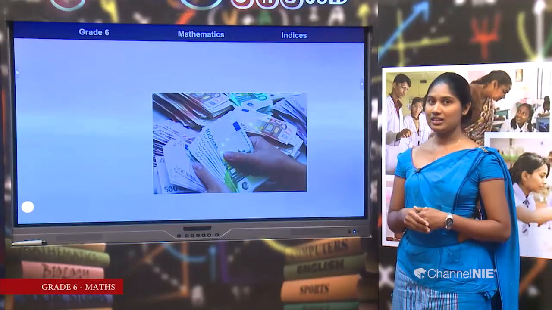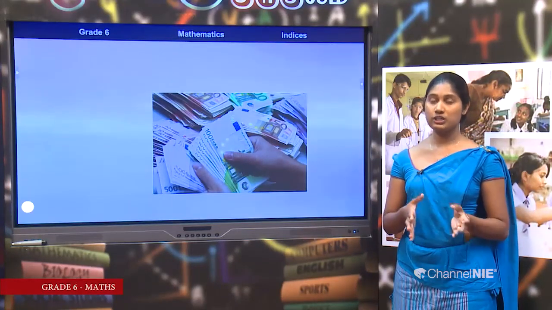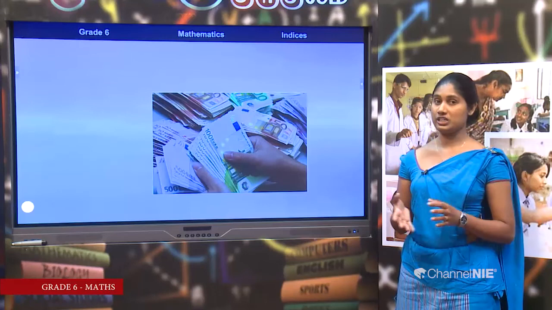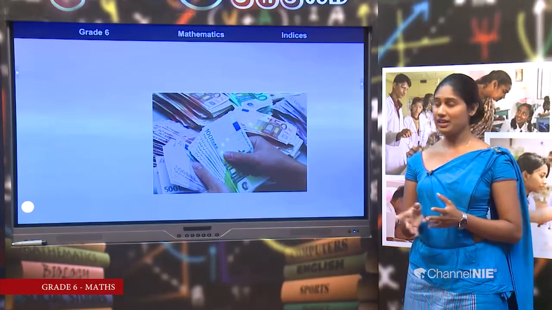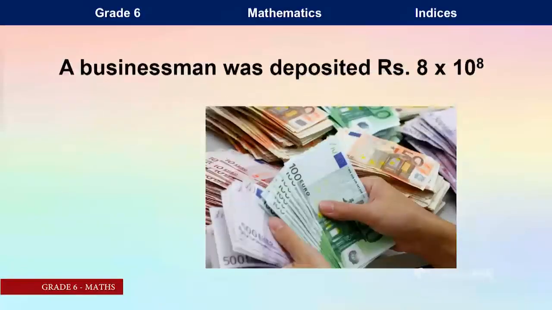Then a businessman was going to deposit his money. That is a very large amount of money. Then we can write this also by using index notation. The businessman deposited, how much? That is 8 into 10 to the power 8 rupees. That is a very large number, 10 to the power 8. So, how many zeros are there? It is a very large number. We can write it by using indices.